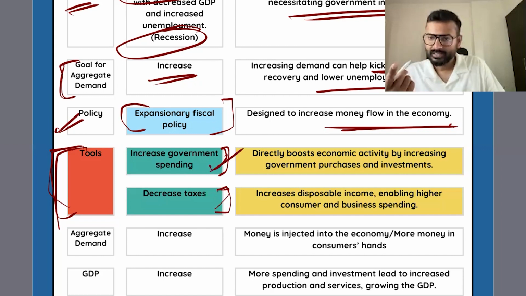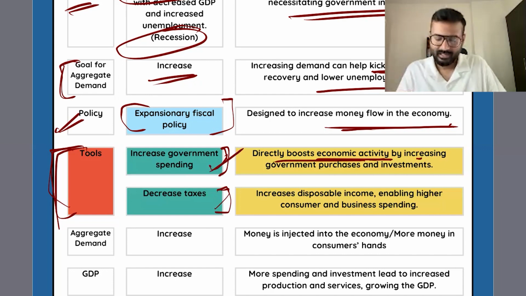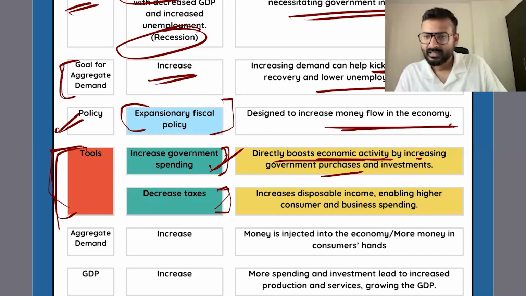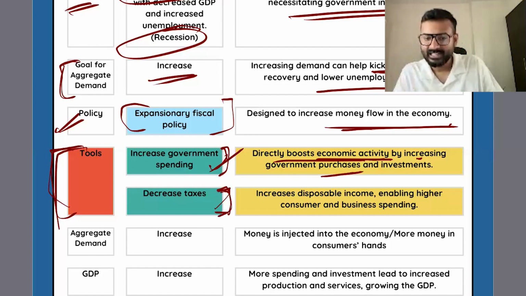Why will the government increase government spending? Because it will directly boost the economic activity, because government जो purchasing है, government investment has increased, government is building more roads, more railways, more warehouses, schools, ये सब, तो उससे net demand create होगा, more employment will be generated, right? Second is taxes. Taxes government will decrease.